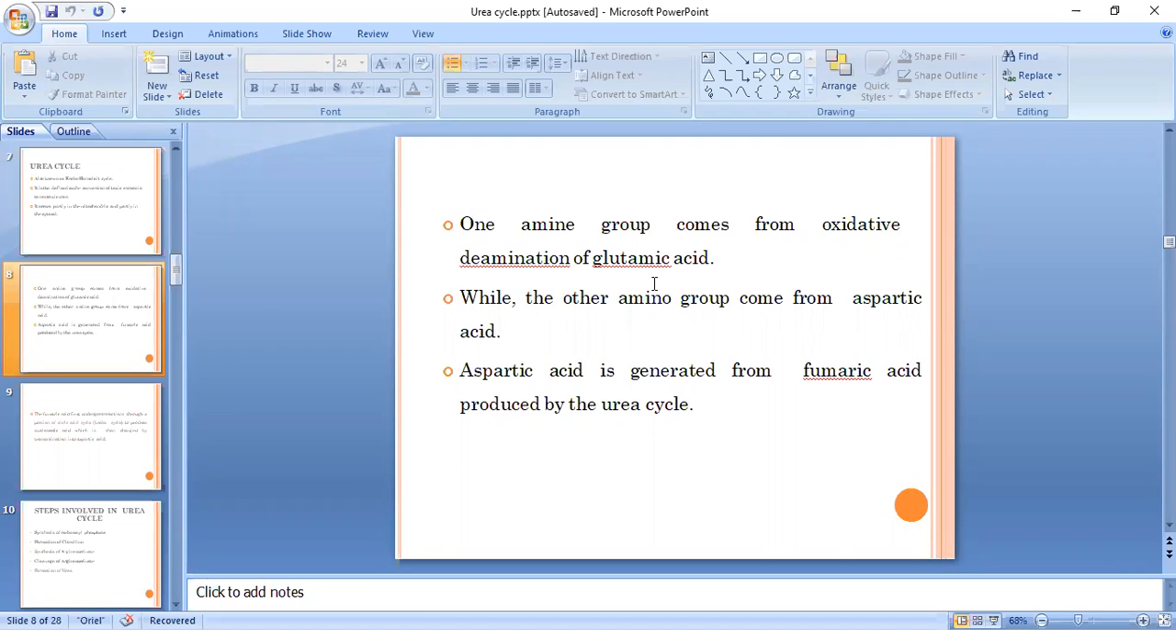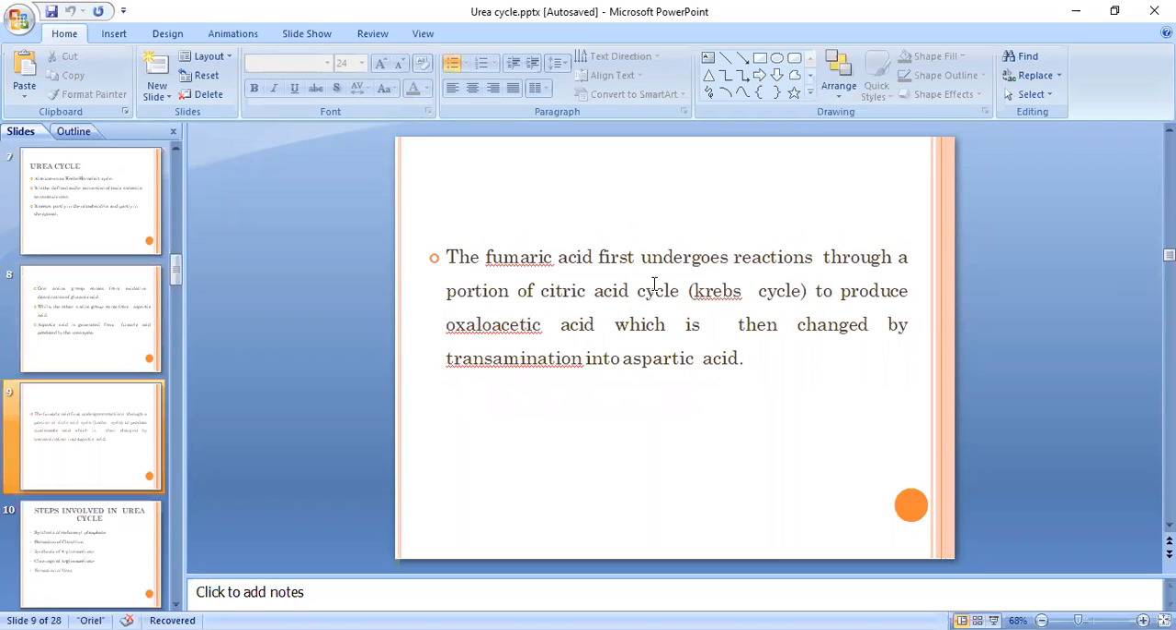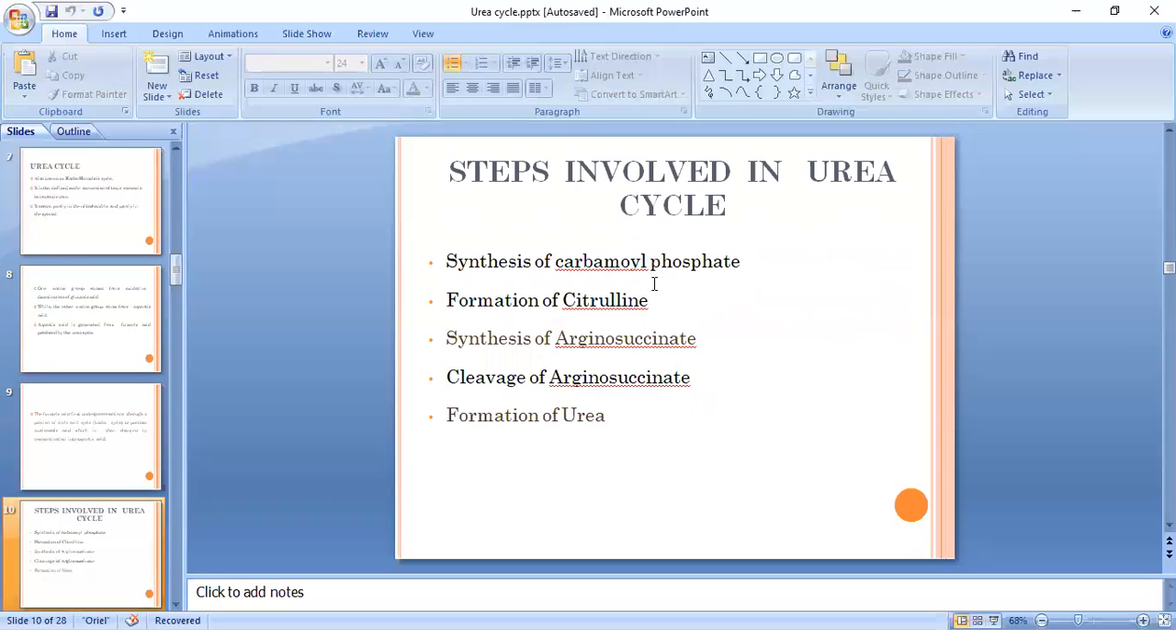So this fumaric acid will then enter the Krebs cycle, which is nothing but the citric acid cycle, and it will form oxaloacetic acid. This oxaloacetic acid, on reaction with the transaminases, undergoes a process known as transamination. It will convert into aspartic acid. So this is the introduction of the urea cycle. We shall see the different steps involved in the urea cycle.